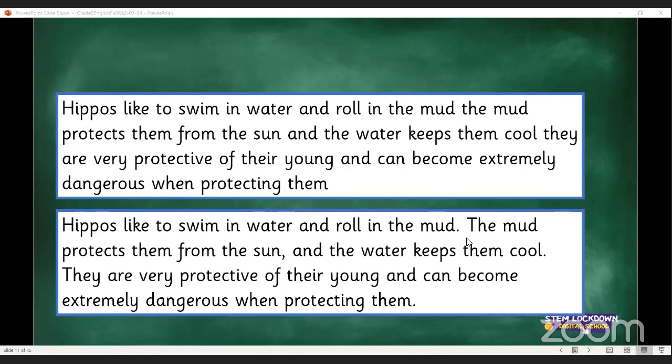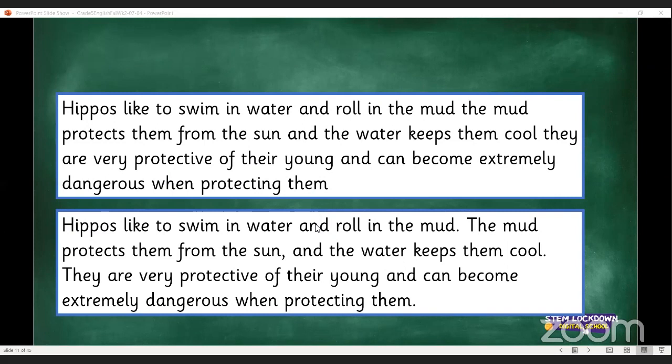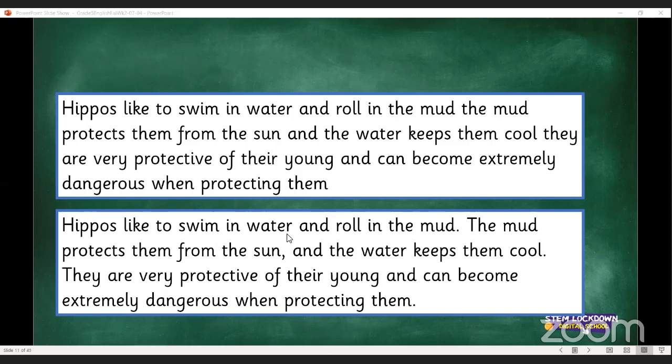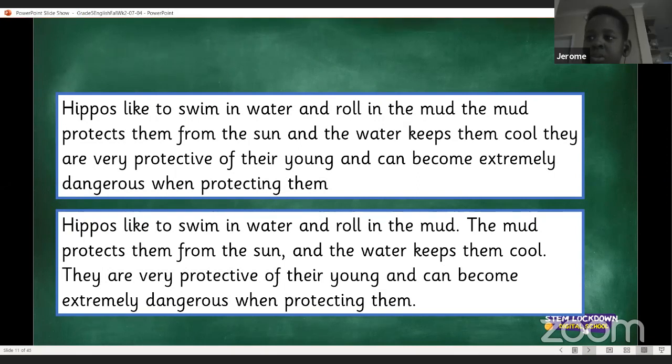It is and. Well done. It is and. And the reason why it's and is because the first sentence is giving us information, and the second sentence can be a sentence on its own as well. So and is joining two sentences together. Okay. So right, let's move on. That's the last one.